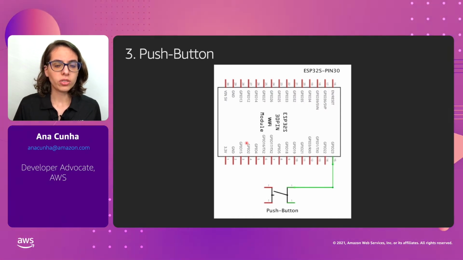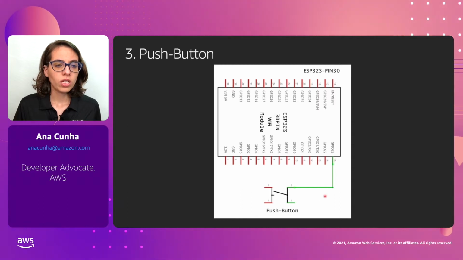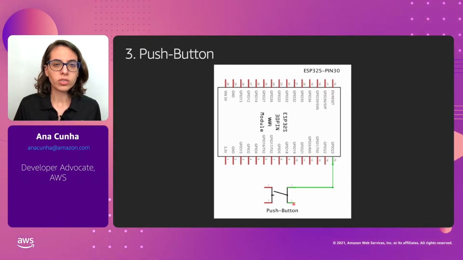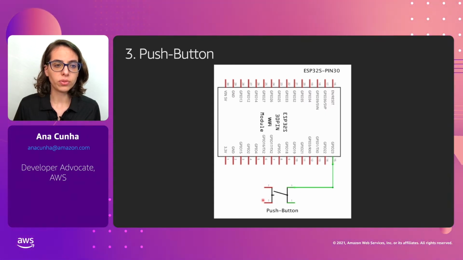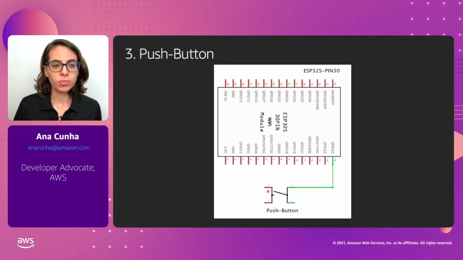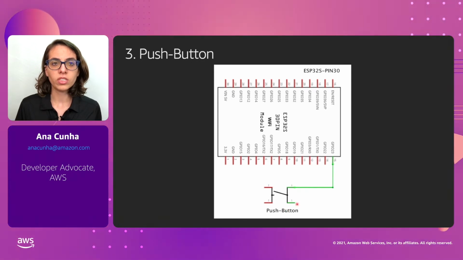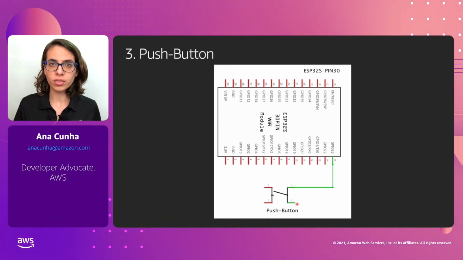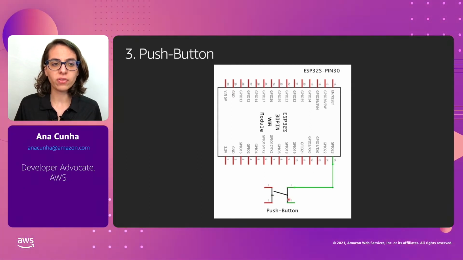Here's our push button connected to the ESP32. The pins on one side of the push button are always connected, for instance, pin number 1 here and pin number 2. But when the push button is not pressed, the pins on this side are disconnected from the pins on this side. They do connect when we press the push button and this switch closes, then we have the connection from pin number 2 to number 1.